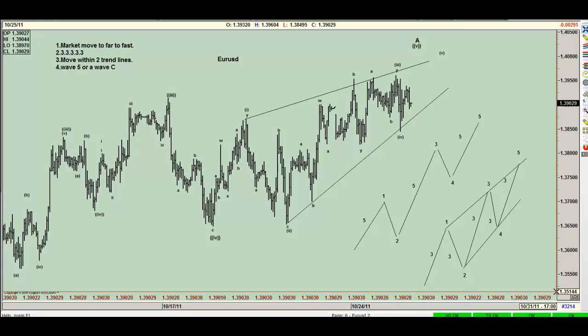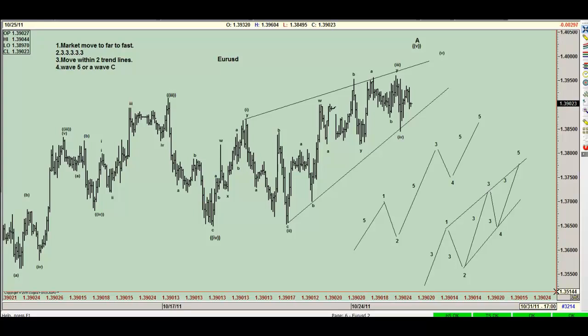This time around we're going to take a look at an ending diagonal. An ending diagonal is one of a kind structure within the Elliott Wave. Why? Because it's a combination of both patterns within the Elliott Wave. In Elliott Wave you identify the move in two types of patterns, either an impulse wave or a correction. The ending diagonal has the best of both worlds.